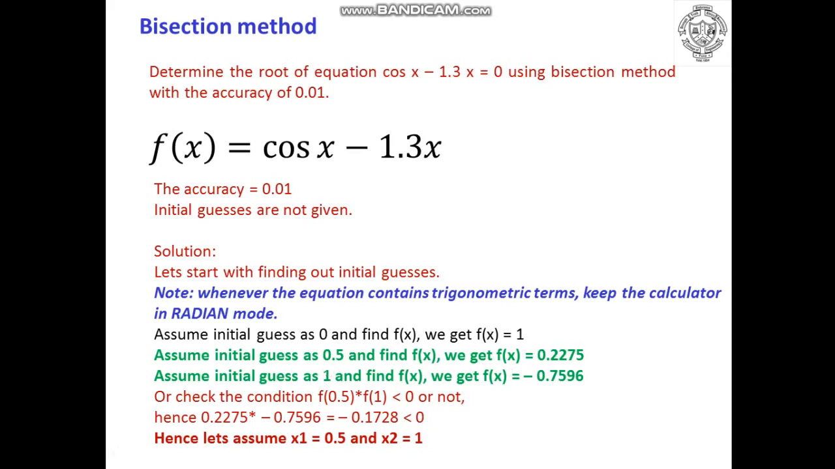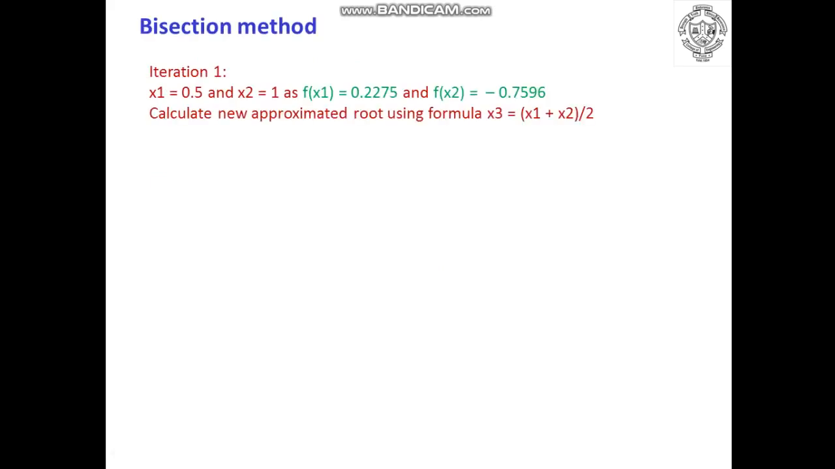So for the first iteration we will start with assuming x1 will be equal to 0.5 and x2 will be equal to 1. So here we have fixed the initial cases, and now we will go for solving this particular numerical using bisection method. So now let us go for the next step, that is iteration 1.